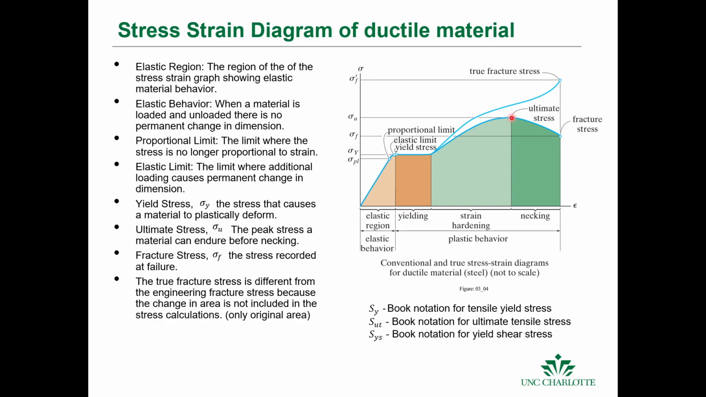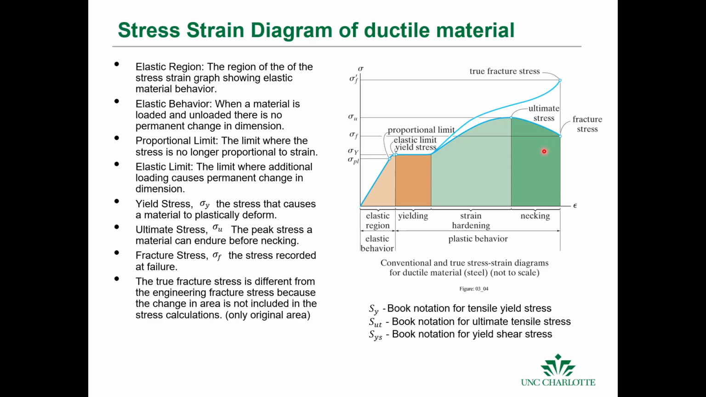That's for the engineering stress strain diagram. It's a little bit different from our true stress strain diagram, which we would get if we accounted for the change in area during the tests, but we use this value here for the ultimate stress. Beyond this point, we get necking and then ultimately fracture.